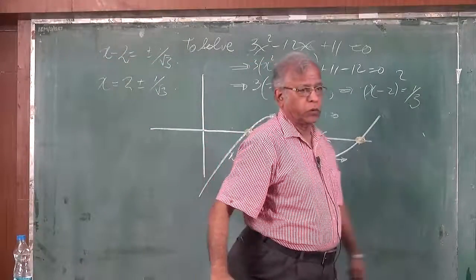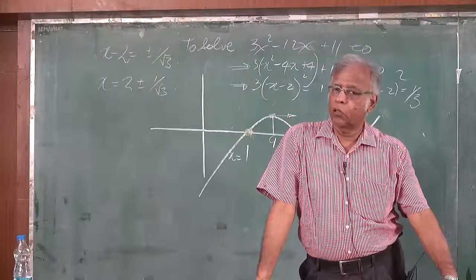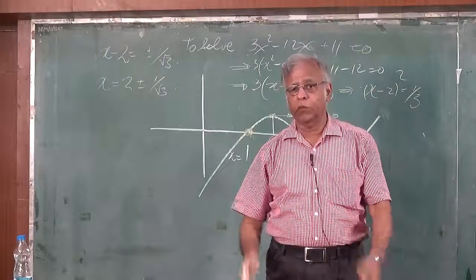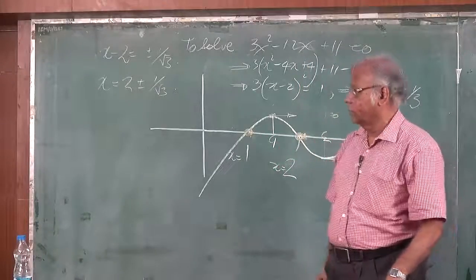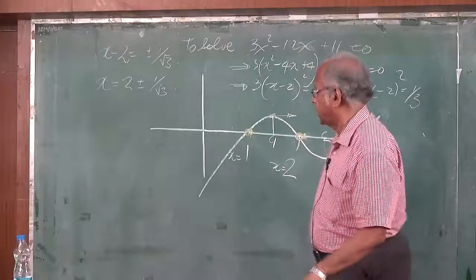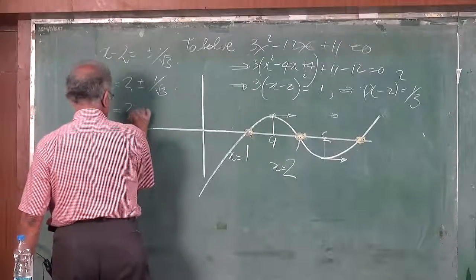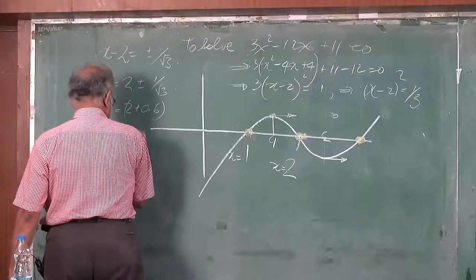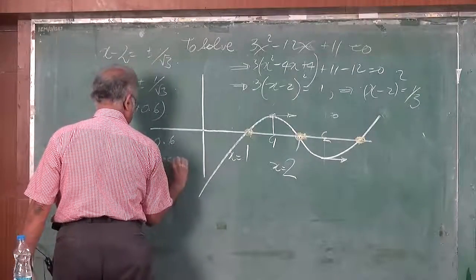Now 1 by root 3 is about 10 by 17.3. We approximate that to 10 by 17, and that is about 0.6. So 10 over 17 is taken as 0.6. So our two values are 2 plus 0.6 or 2 minus 0.6, that is 1.4.